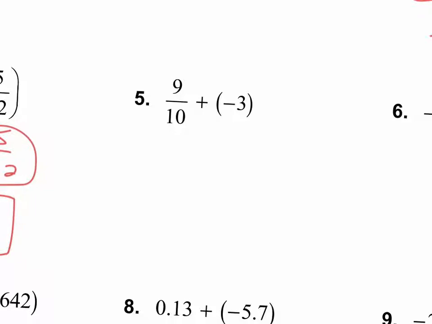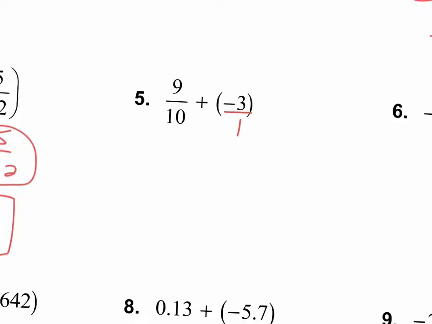Alright, moving on. So now we have negative 3 and 9 tenths. 9 tenths plus negative 3. So if it is a whole number, you just should understand that that's over 1, because negative 3 divided by 1 is just a negative 3, okay?